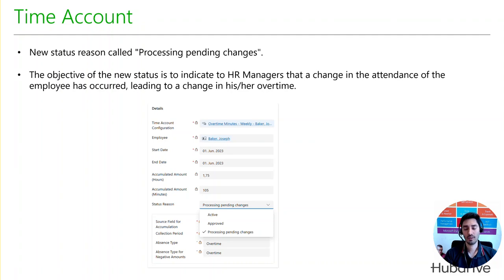If this later on is changed for any reason, the system now has this process pending changes. So the objective is to indicate to HR managers that something has changed, and this will change also his overtime. The main purpose is to bring more clarity. We know that something happened there, and therefore a change will occur in the overtime of the employee.